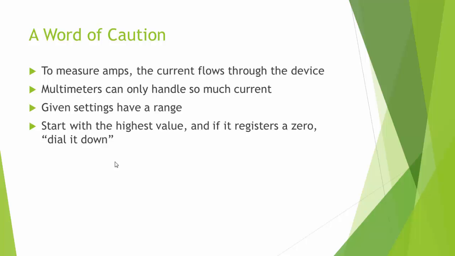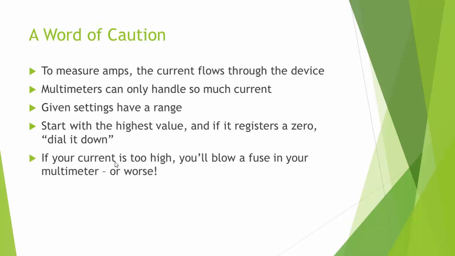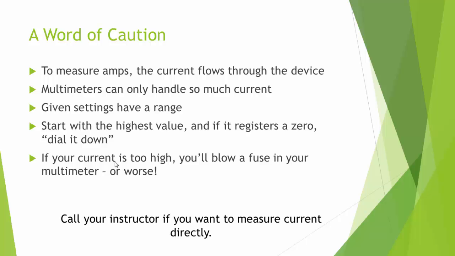And how do you avoid exceeding that? Start with the highest one. So if it says up to 10 amps, start with the 10 amp range. If you see 0, dial it down to one of the lower ranges and just keep doing that until you see a non-zero result. If you go the opposite direction and the current's higher than you anticipate, you can blow a fuse in the multimeter or destroy the multimeter.